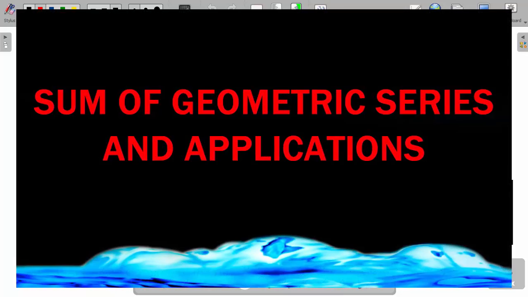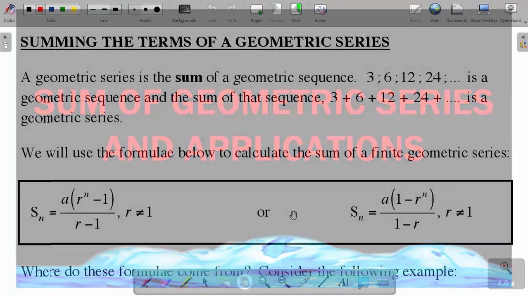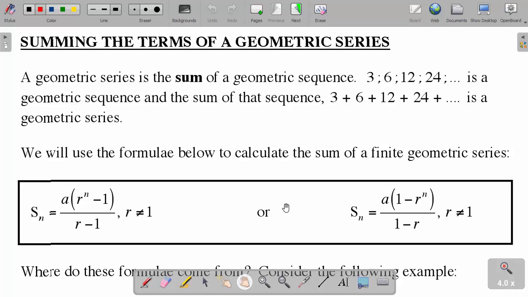Now, in our previous video, we looked at the sums of the arithmetic series. Today, we are going to look at summing the terms of a geometric series. I'm sure if you enjoyed our previous video, you will like this one too.